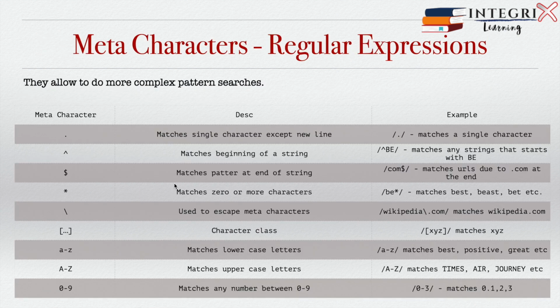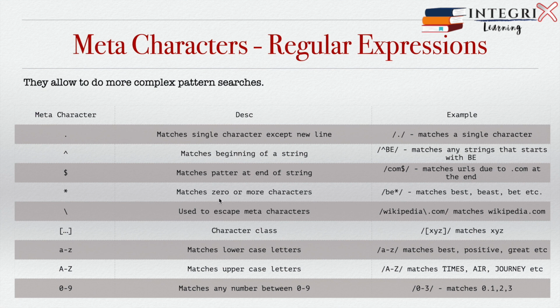There are various meta characters which are used to build regular expressions. When you validate an email or a URL, it's not as straightforward as just saying that I want to find a word of 3 characters or 4 characters. You need to make use of meta characters to define your regular expressions. Some of them I have mentioned here. The dot, or period, matches a single character except a new line. The caret ^ matches the beginning of a string. When you want to say the beginning of a string, the caret character is used. Dollar matches the pattern at the end of the string.